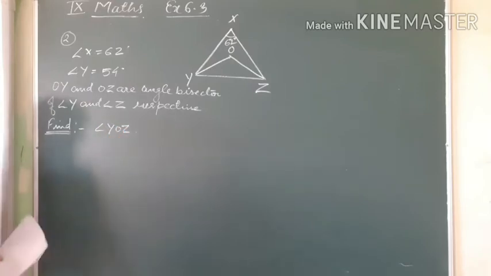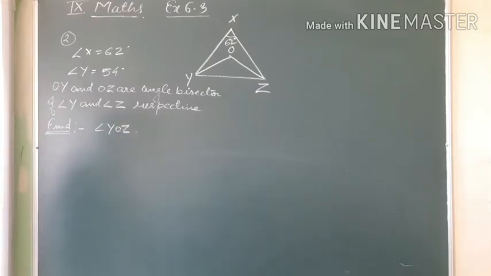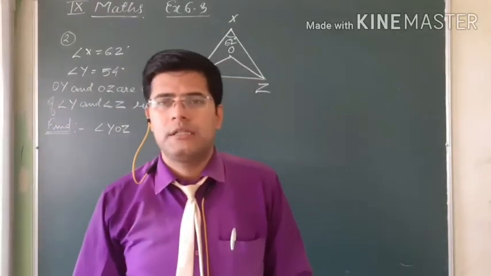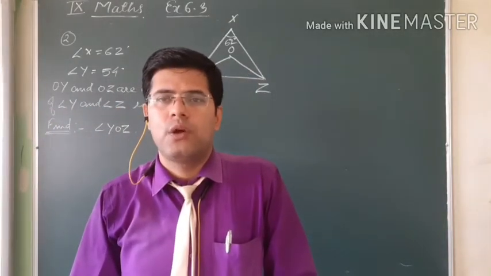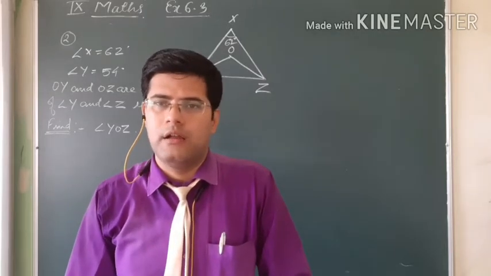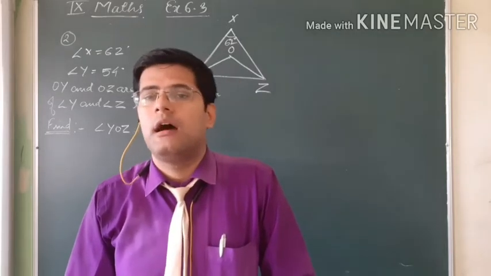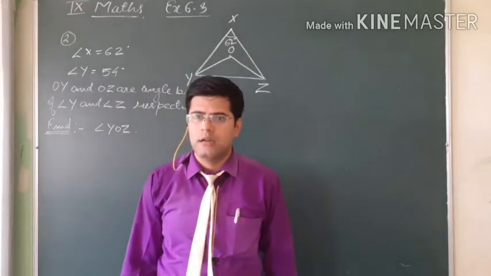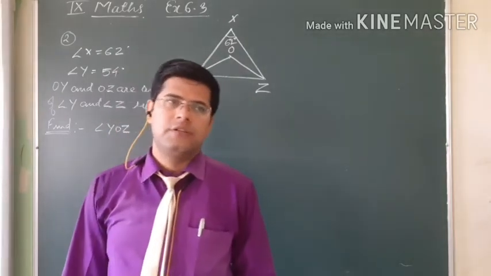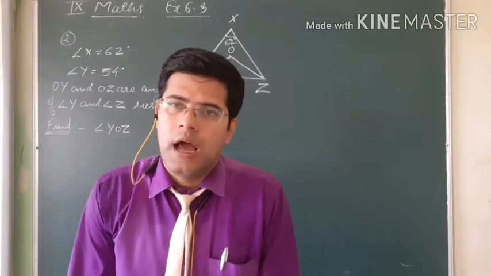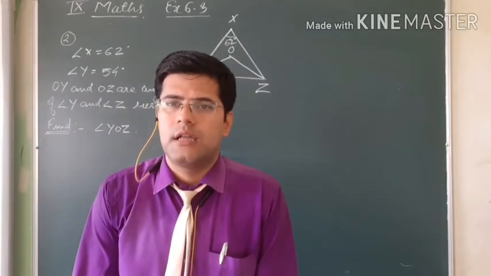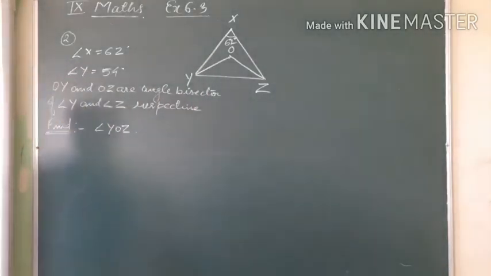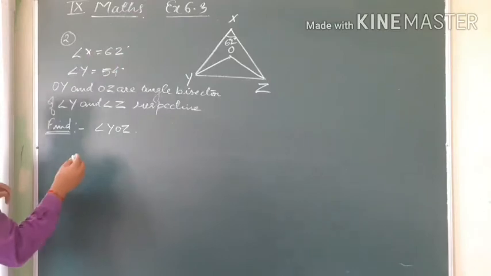So firstly, I want to tell you about the bisector. A bisector means a line which bisects an angle into two equal parts is known as the bisector of the angle. And if a line bisects a line segment into equal parts, it's known as a line bisector. So there are two types of bisector. First, the angle bisector, which divides an angle into two equal parts, and second is the line bisector, which divides a line into equal parts.